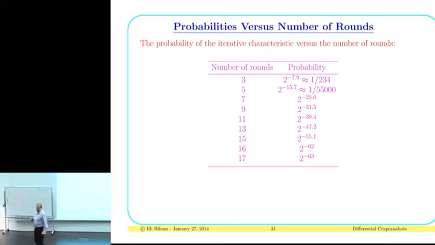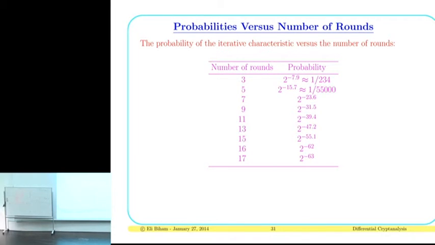But since seven rounds, it's the best. For seven rounds, it's the best characteristic possible. There's no better one. And for nine rounds, it's 2 to the minus 31.5. And then we have 2 to the minus 39 in 11 rounds. In 13 rounds, this is important, we have 2 to the minus 47, or 47.2. We'll use it later.